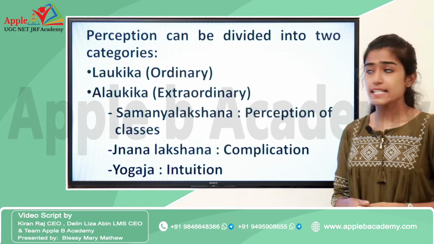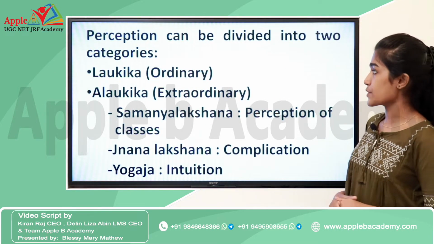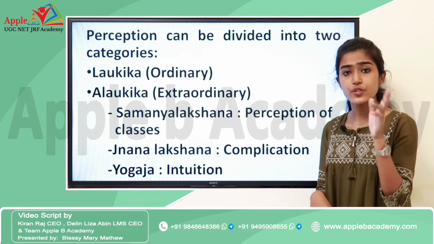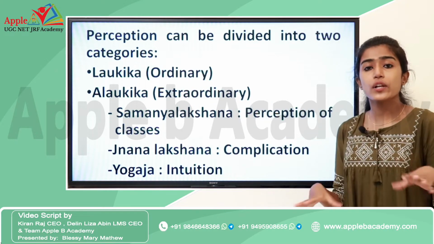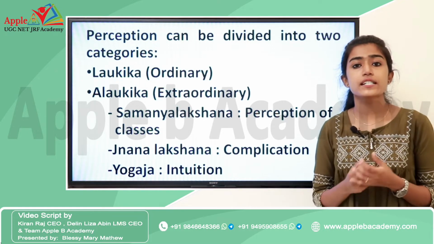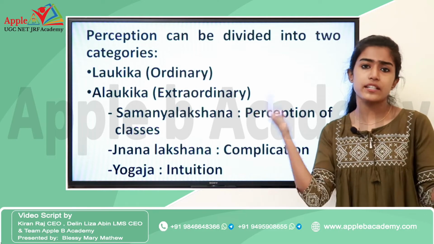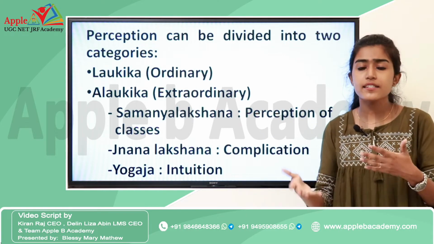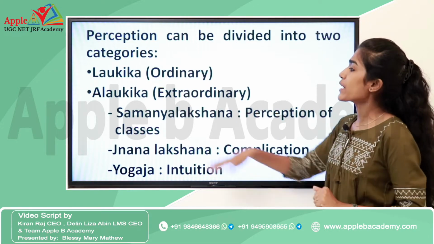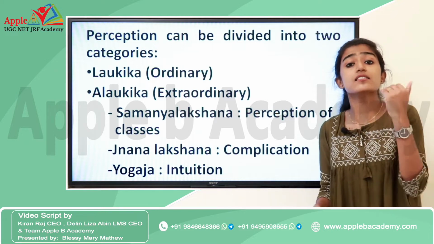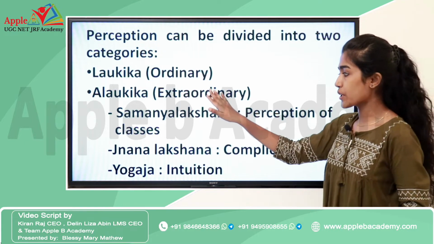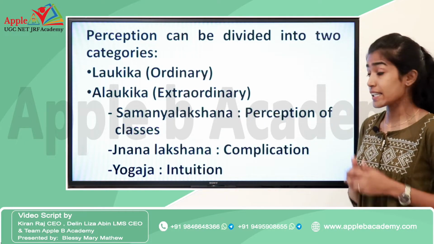Another type of categorization that comes under pratiksha or perception is laukika and alaukika. So, perception can be divided again into two categories. We have laukika, which means ordinary knowledge or ordinary perception. It is about the things that we are perceiving about the world, the things that we are seeing around us, the very direct kind of perceptions. Then we have alaukika, which can be called extraordinary perception. Under alaukika, we have three different categories.